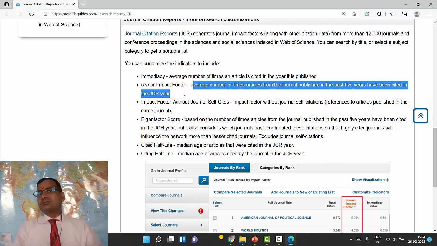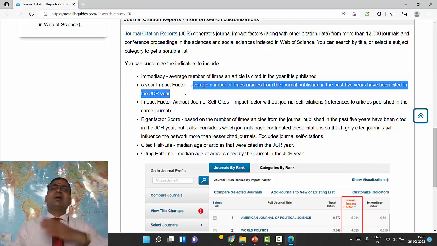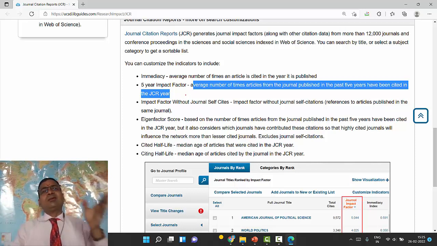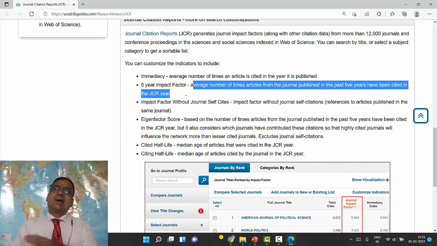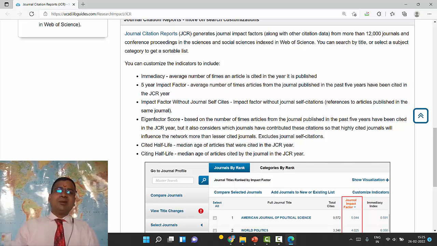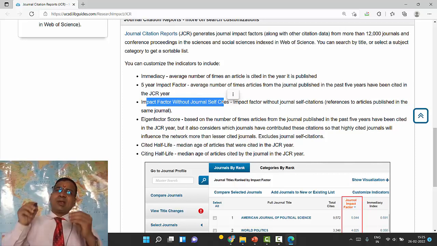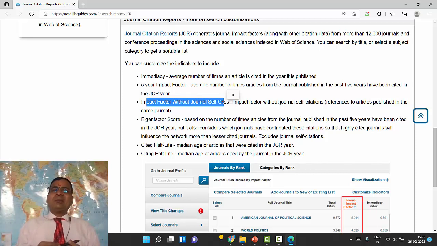Suppose we are calculating the impact factor for the year 2021, that will be the JCR year, and for that purpose we will use the citations of the previous 5 years, that is 2015 to 2020, sorry, 2016 to 2020. These 5 years of data or citations will be used for the calculation of the 5-year impact factor. Then impact factor without self cites, because if you have published your research paper in a sustainable development journal, and for the calculation of impact factor sometimes self citations might be omitted, that is impact factor without self cites.